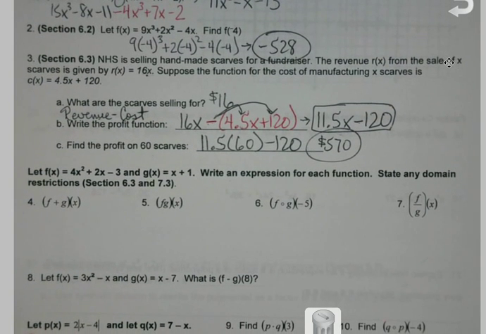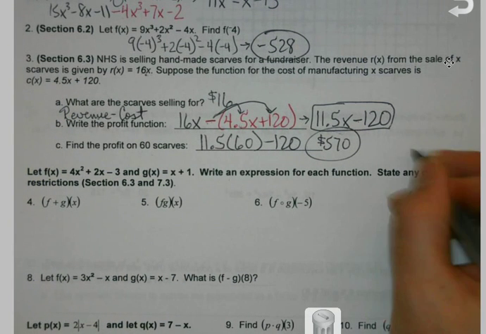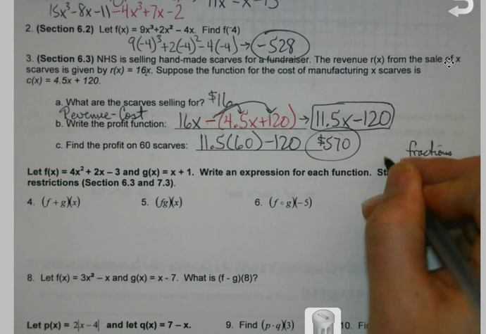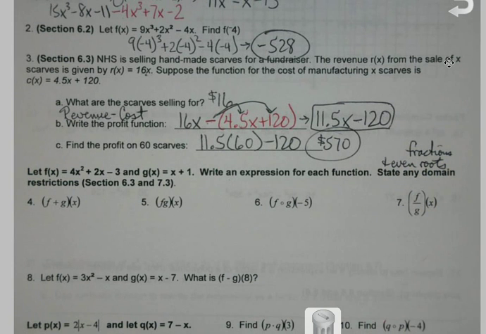Let f of x and g of x, okay, we have our functions. Write an expression for each function, state any domain restrictions. Again, domain restrictions: fractions and even roots, if we happen to run into either of them. Otherwise, I don't have to worry about that part.